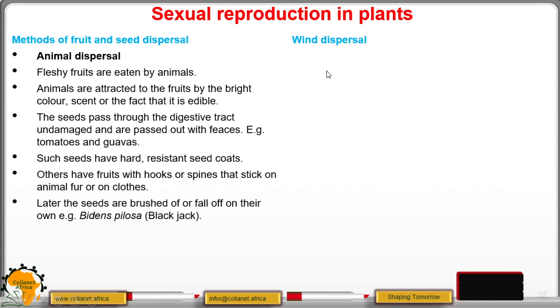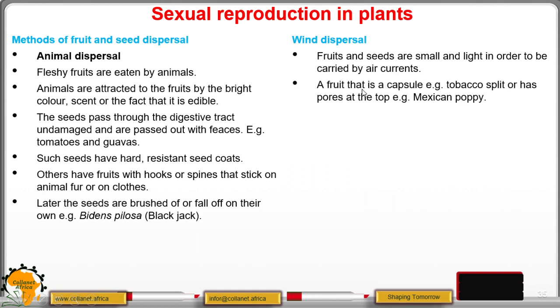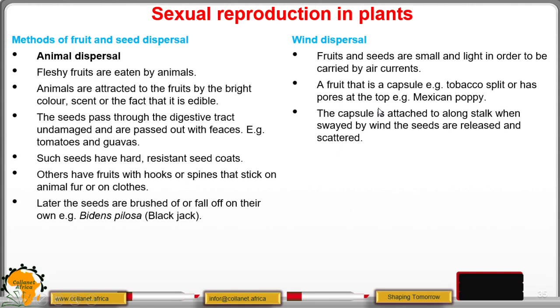We have those that are dispersed by wind. Such fruits and seeds are small and light in order to be buoyant, so that they can be carried by air currents. For instance, a fruit that is capsule-like, split or has pores at the top. For example, the Mexican poppy plant.